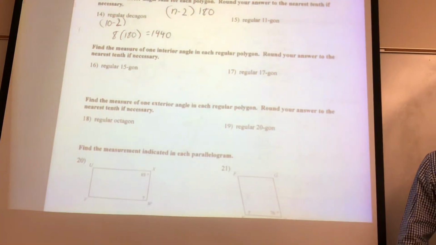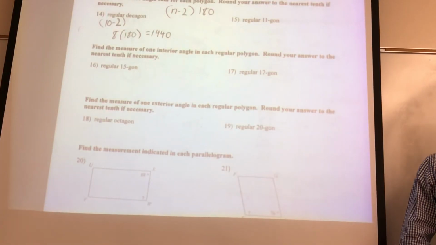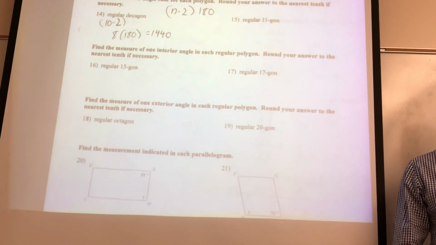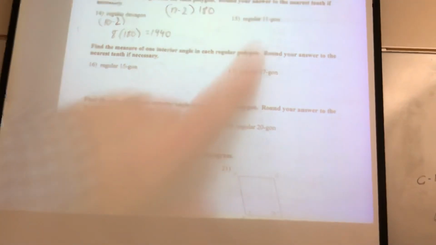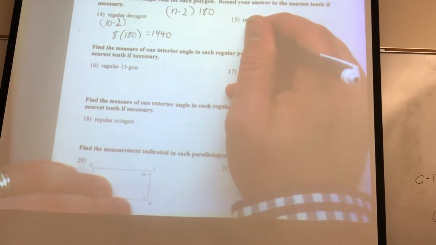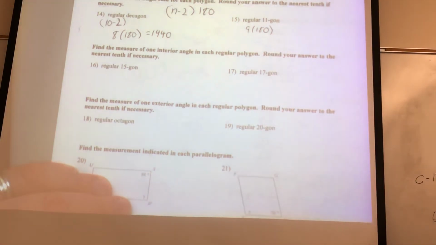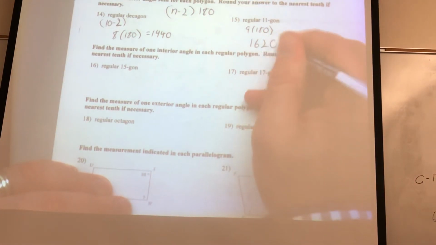Okay, it's going to be multiple choice, so you ought to be able to kind of guess or even work your way up. If you can just remember, it goes up by 180 every time we add another side. 11 sides, 11 minus 2 is 9. 9 times 180 is going to be 1,620.